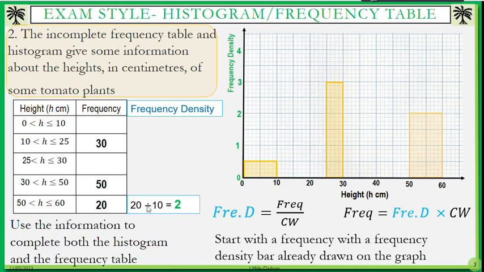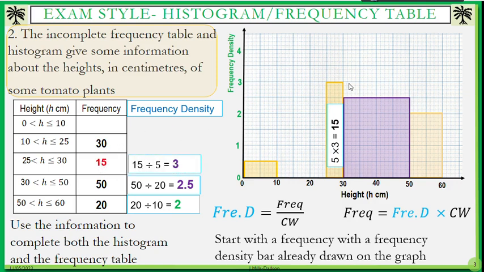So all you need to do is find out the frequency density for this class. That is 2.5. Then you check 32, 50, and raise the bar up to 2.5. For the next bit, we have the bar already drawn. Work out the area to give you the frequency. So that is 3, and that is 5. So that gives you 15 for the frequency, and therefore the frequency density is 3.